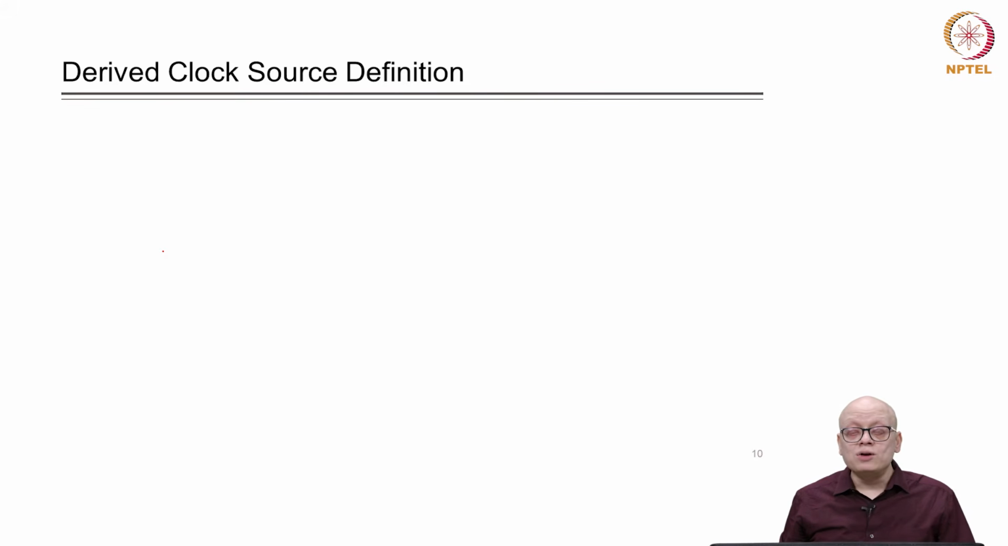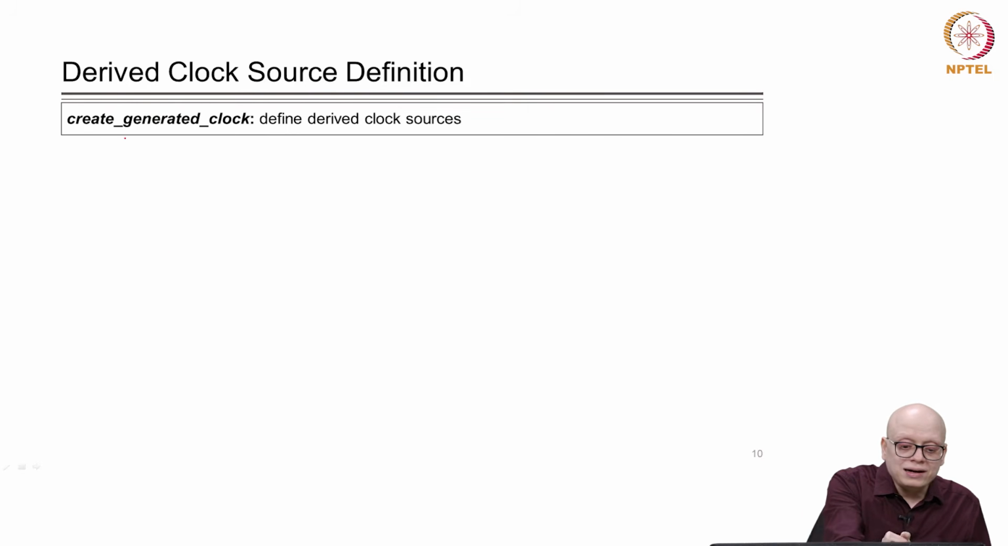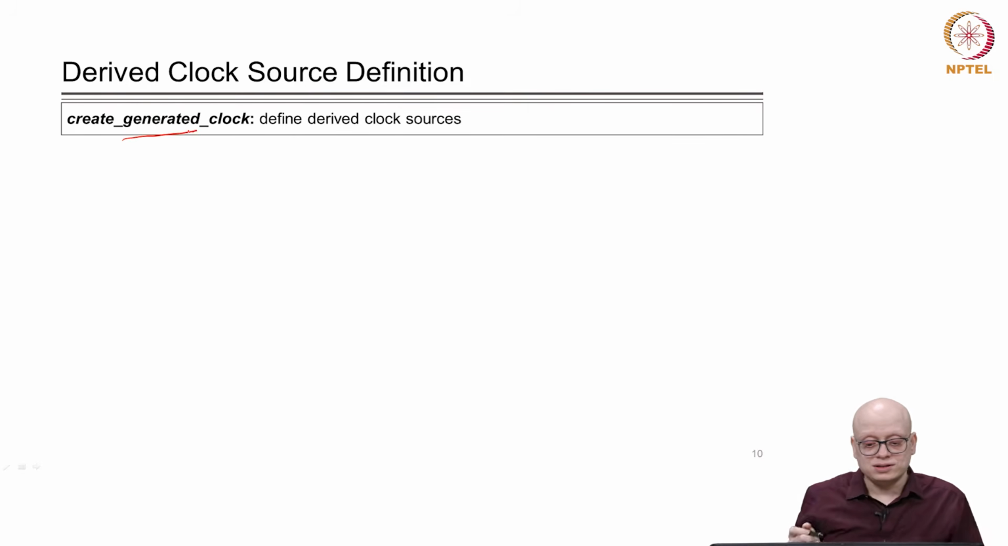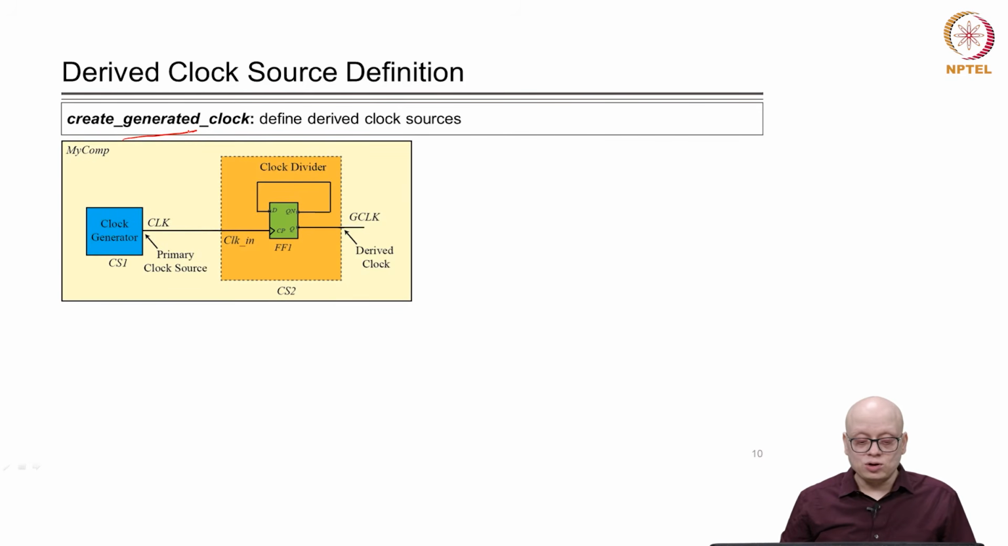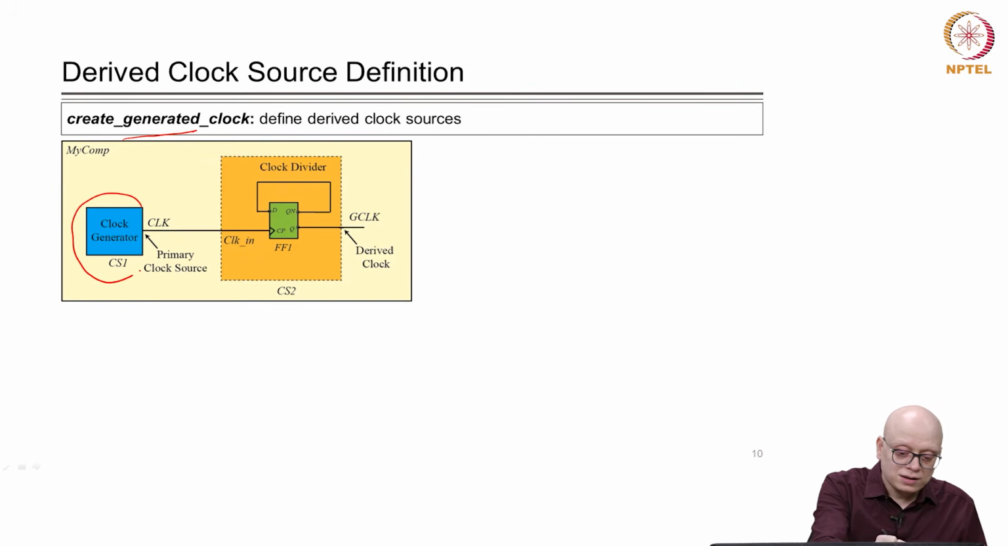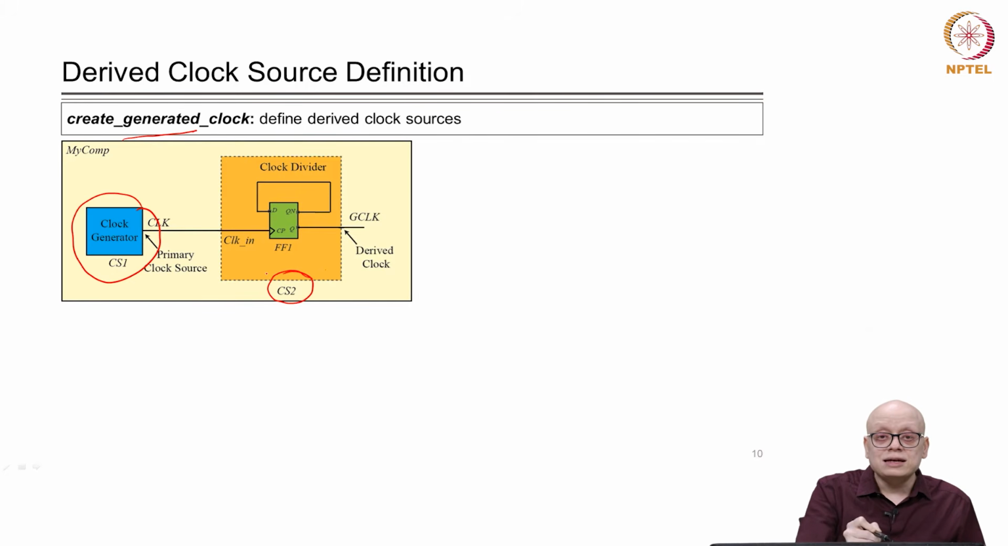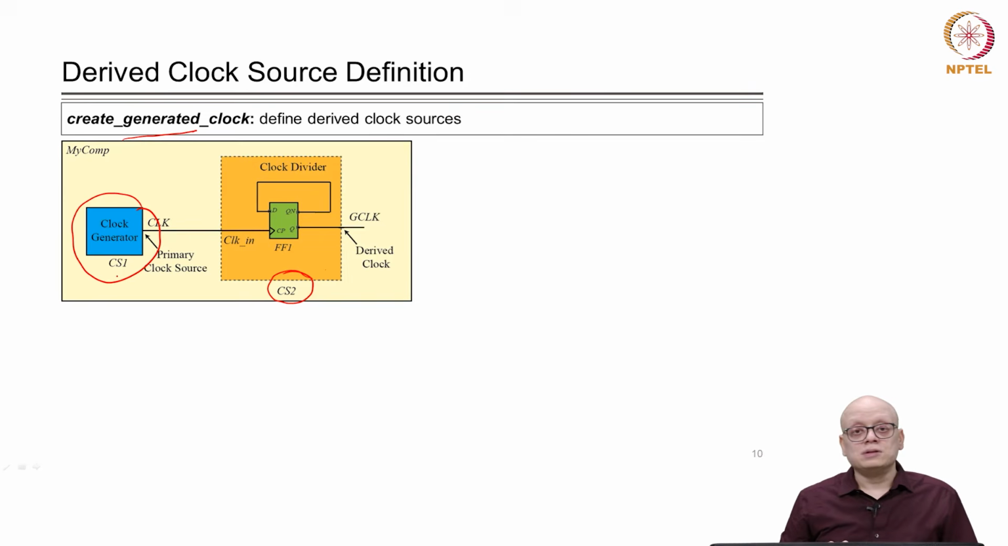Then how do we define the derived clock source in our design? We use the command create generated clock for this. So, we use create generated clock to define derived clock sources. Let us take the same example that we saw earlier. This is the primary clock generator, and this is the derived clock generator. We have seen that the time period of the derived clock generator will be 2 times that of the primary clock source in this case. Now, let us see how we can define the derived clock source.